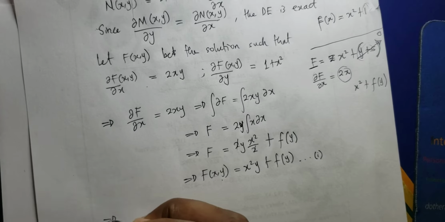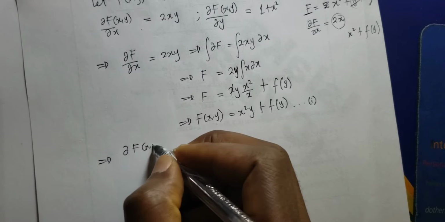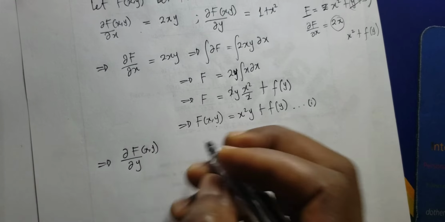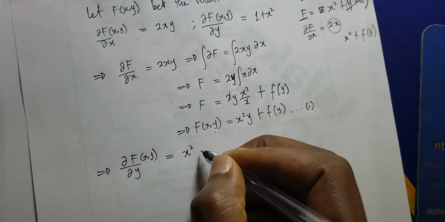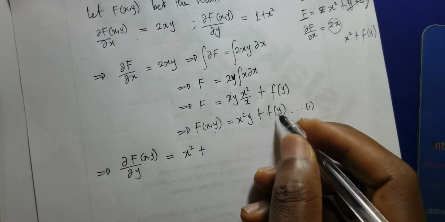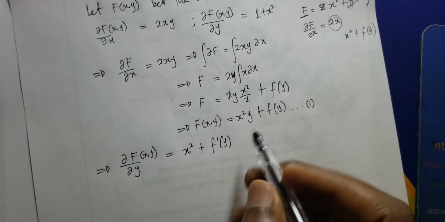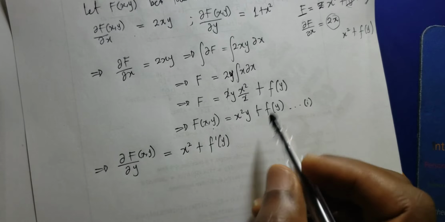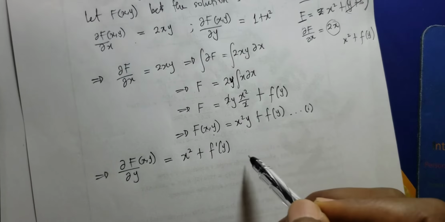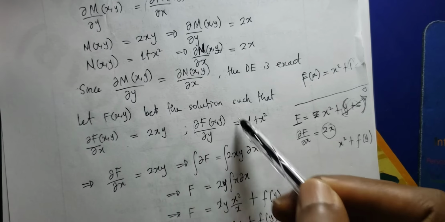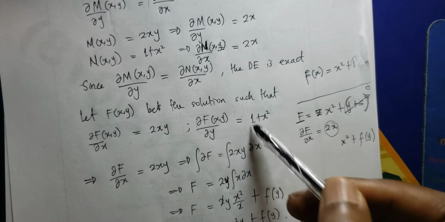Then we will differentiate it now partially with respect to y. If I differentiate it partially with respect to y, I'm going to get del f of x comma y del y to be equal to, when I differentiate this partially with respect to y, x squared plus the derivative of my f of y. I don't know what it is, so I will just write it as f prime of y. So I will find out what this is now. So again, I have obtained this derivative by differentiating this. Now don't forget that this derivative itself, we have seen that this should actually be del f of x comma y del y equal to 1 plus x squared.